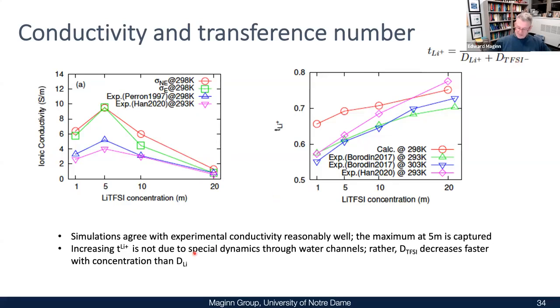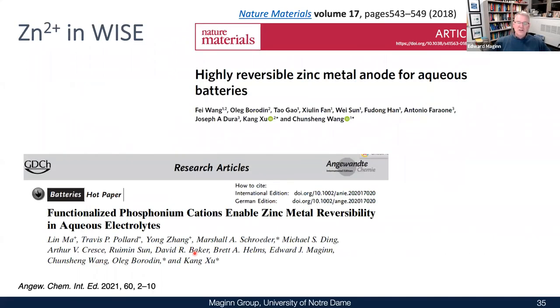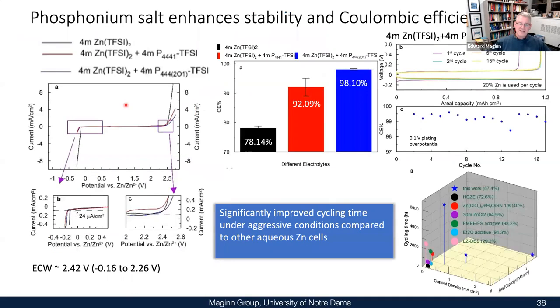So we think we understand the system really well now. And we're continuing to look at other systems. I'll quickly show you some very recent work that we're doing, looking now at multivalent systems, zinc instead of lithium, in these water and salt electrolytes. We have a paper that just came out in Angewandte, and it was stimulated by some work in Nature Materials that came out in 2018.